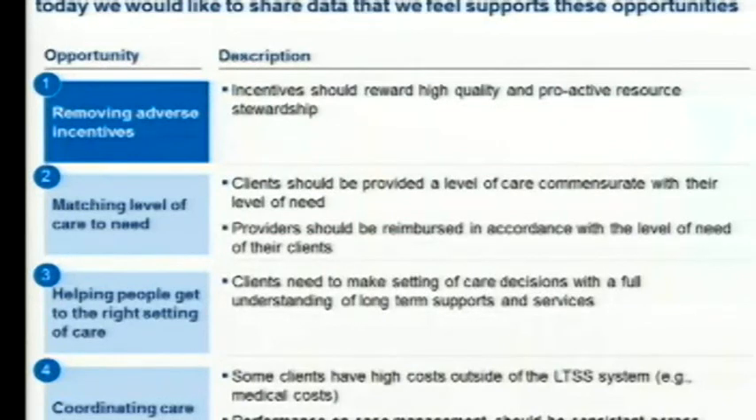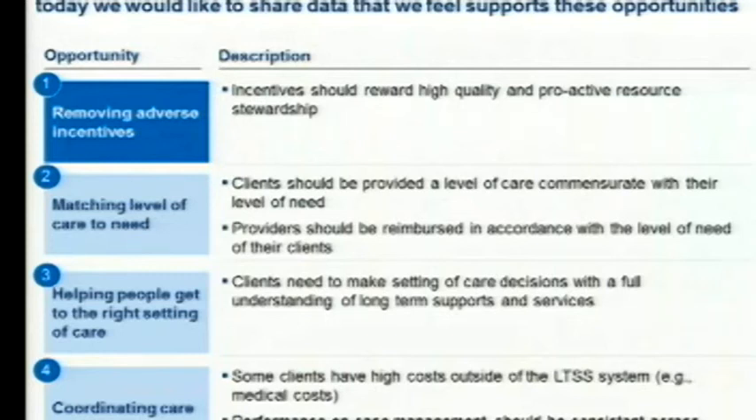Matching level of care to needs. Clients should be provided a level of care commensurate with their level of need. This is an assessment and cost issue both. Providers should be reimbursed in accordance with that level of need for their clients, one way or another.